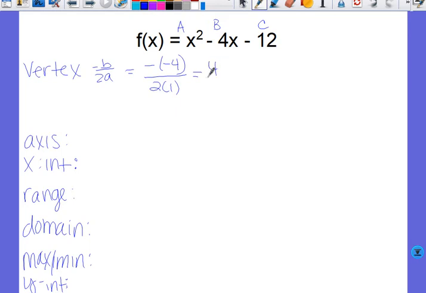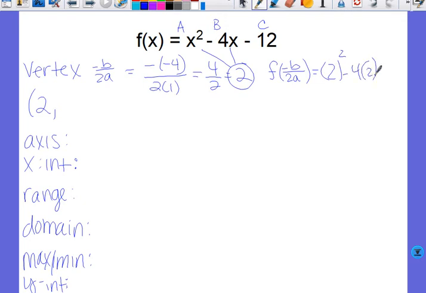Simplify that, and you get 4 over 2, which equals 2. Okay, so the x value of my vertex is 2. Now, in order to find the y value, I'm supposed to find it at f of negative b over 2a. And the way I do that is whatever my value is for x, I substitute it into the function. So 2 squared minus 4 times 2 minus 12, which is 4 minus 8 minus 12, which is negative 16. Okay, so then my y value of my vertex is negative 16.